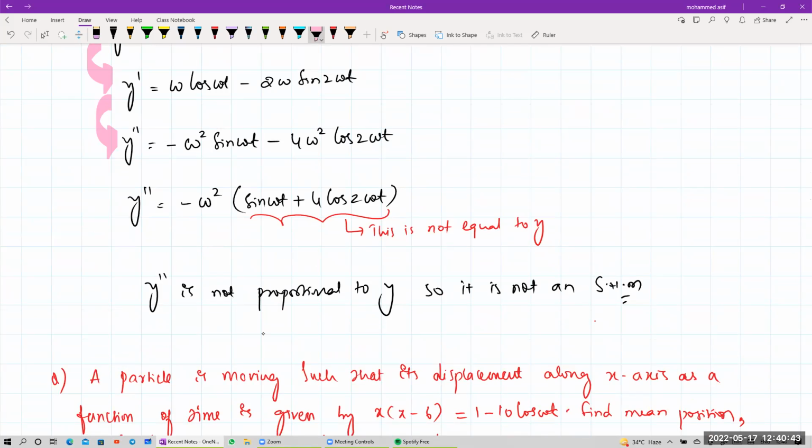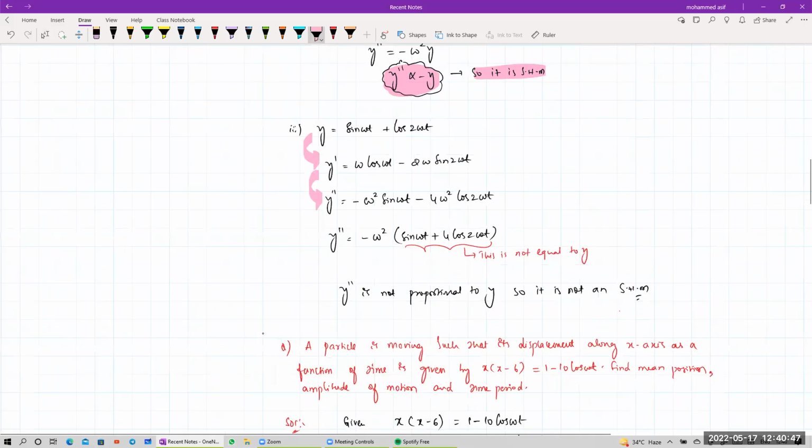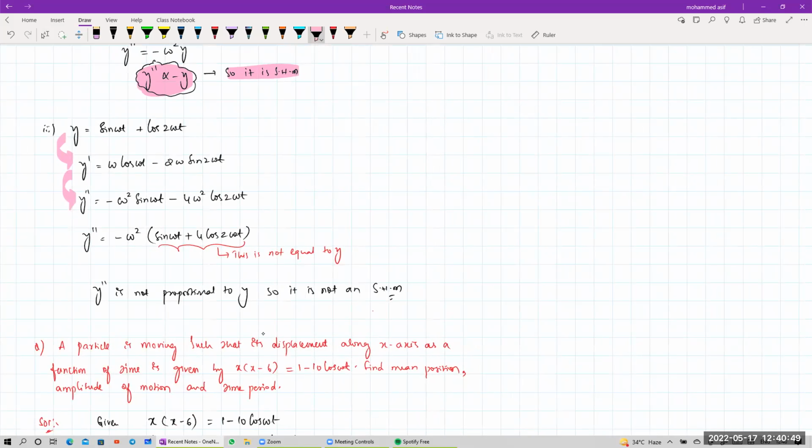Is it in the given form? Check whether it is in the standard form once. It is not, right? Here there is sin omega t and cos 2 omega t. Here what is there? Sin omega t plus 4. So this is not equal to your y. So y double dash is not proportional to y, therefore it is not an SHM. Clear?